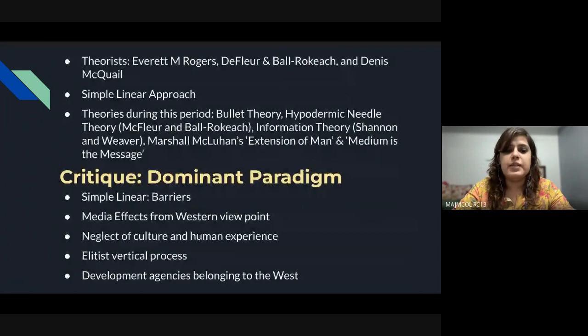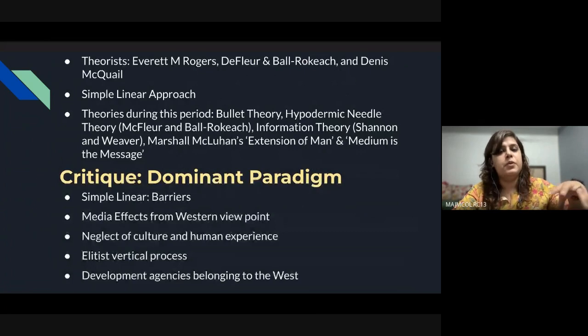So it was also following a simple linear approach, since it was top-down. That is, a certain number of people were giving information to the masses via media. Therefore, theories that developed during this period were the bullet theory and the hypodermic needle theory. Now, if I may repeat myself, the idea is that media has a neutralizing effect on the masses, and one person disseminates information to a lot of people via media, and it pierces through them with information and knowledge. Both bullet theory and hypodermic needle theory were in a similar context.